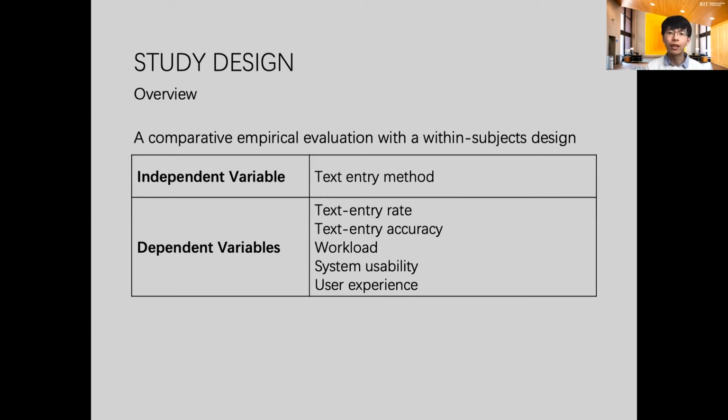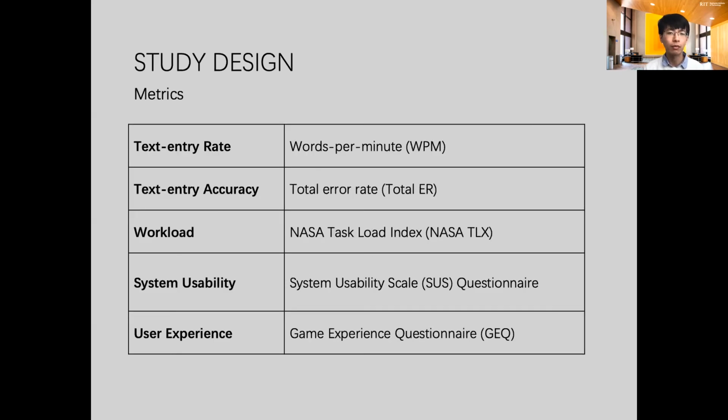We have conducted a comparative empirical evaluation to evaluate these 4 text entry methods, and the dependent variables are the text entry rate, text entry accuracy, user workload, system usability, and the user experience. This table shows the metrics of the dependent variables in our evaluation.